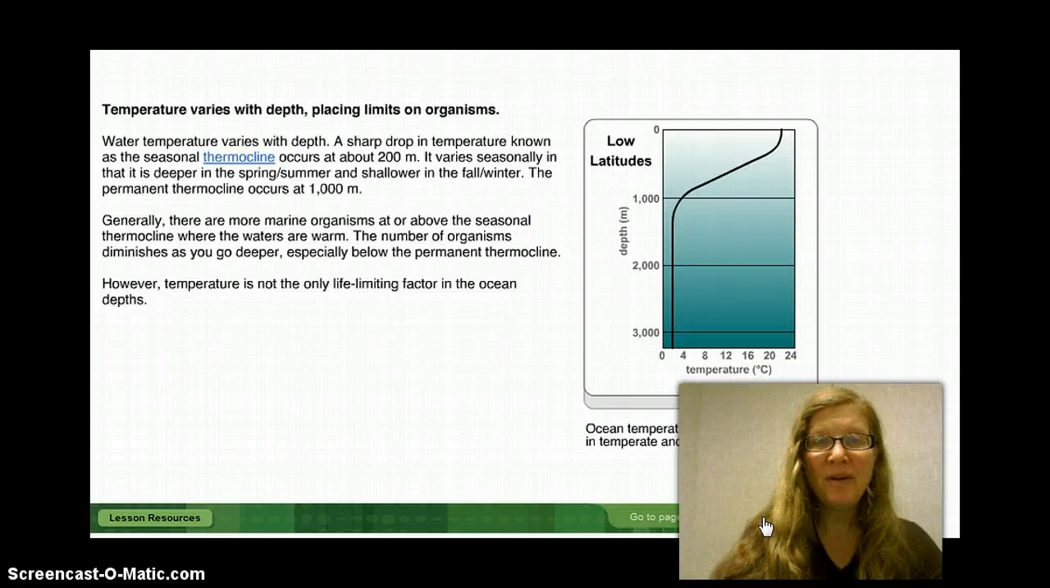Of course, temperature varies as well. Your thermocline, as you can see here, has a sharp drop at about 200 meters, and we call it a seasonal thermocline. And we have a permanent thermocline as well, where you can see there's no change in our oceanic temperatures. Generally, I'd like you to consider, where do you think in this thermocline most of the marine organisms would be located?